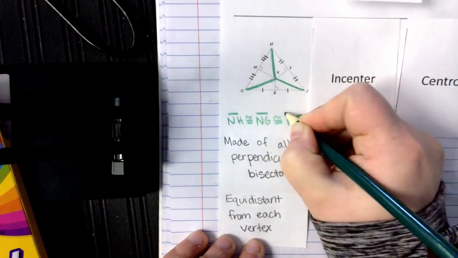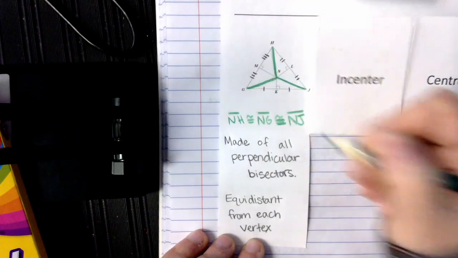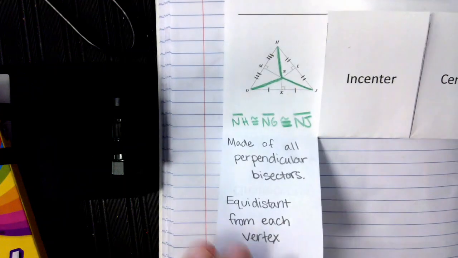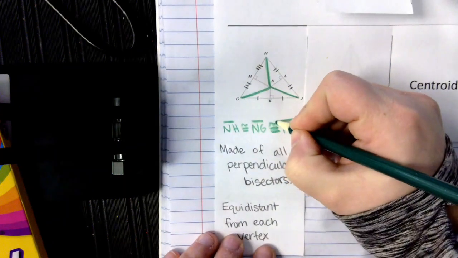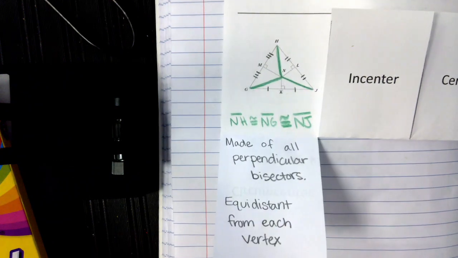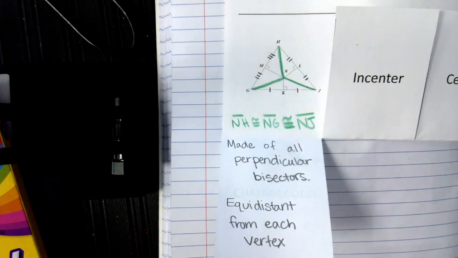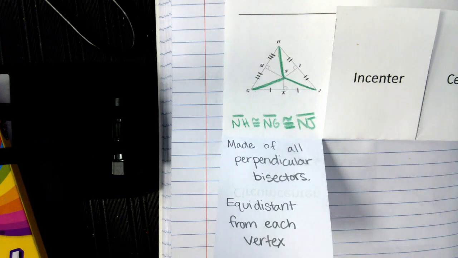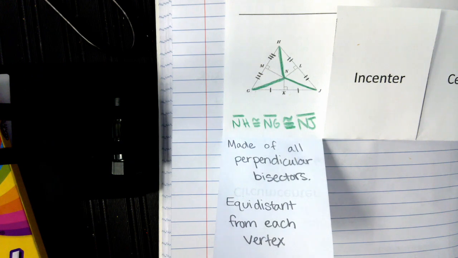Now, circumcenter, remember that prefix circum means to circle, like a circumference. The reason why this is called a circumcenter is because all of the triangle's vertices end up on the circumference of the circle. It ends up on the outside of the circle. So if I draw a circle around this point, what ends up happening is it hits all 3 sides. That was a terrible circle. There we go. That's a little bit better.